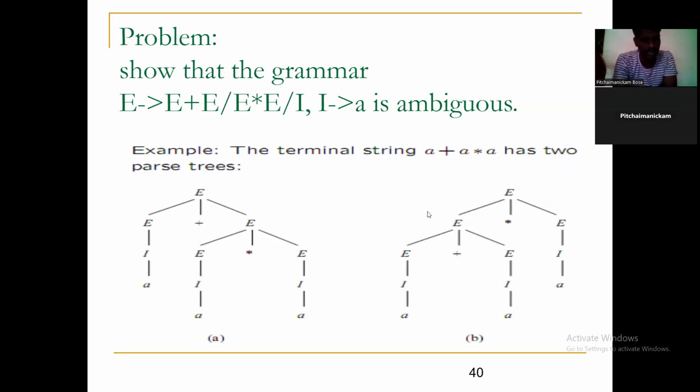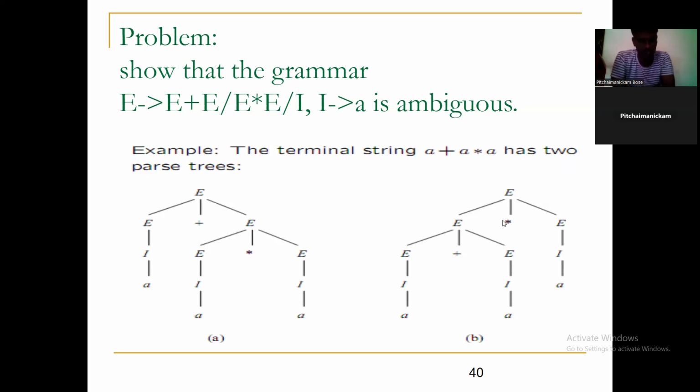Now we need to check for any other possibility to generate another parse tree. We may have another production, E derives E star E. Again, this E can be replaced with E plus E. Then E derives I derives A, each of them. So what is this? A plus A star A. So we are getting two different parse trees.